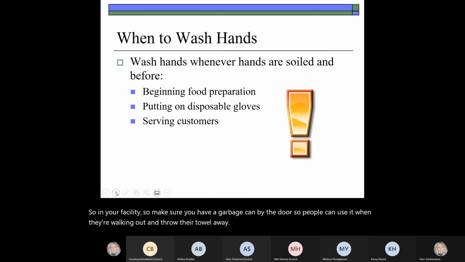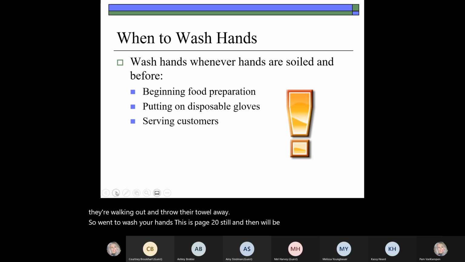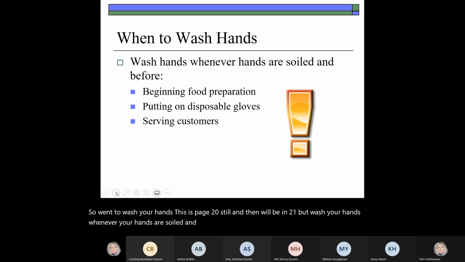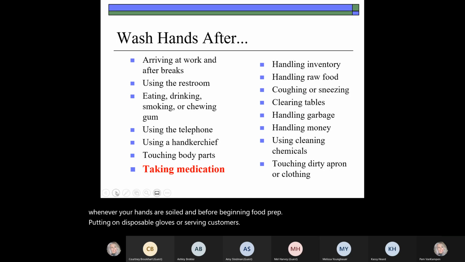So when to wash your hands, this is page 20 still, and then we'll be in 21. Wash your hands whenever your hands are soiled and before beginning food prep, putting on disposable gloves, or serving customers. Wash your hands after you have a break, after you get to work.